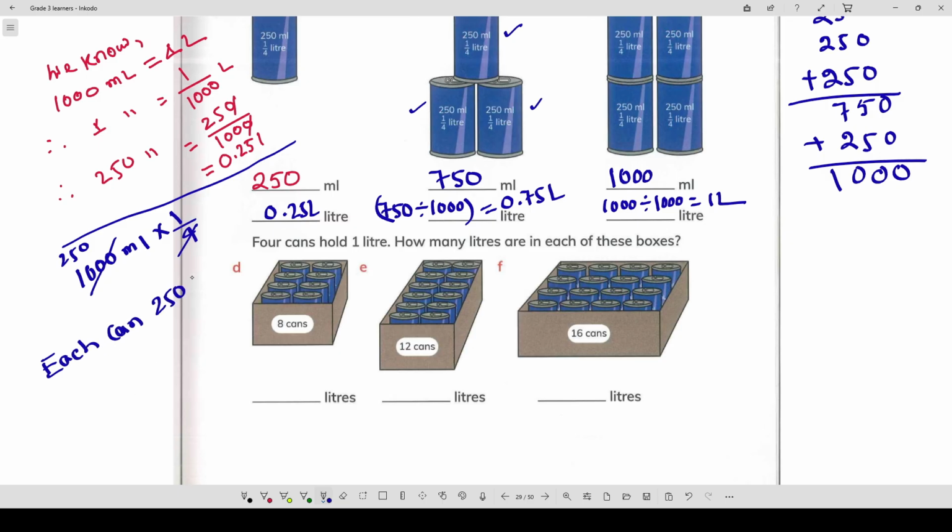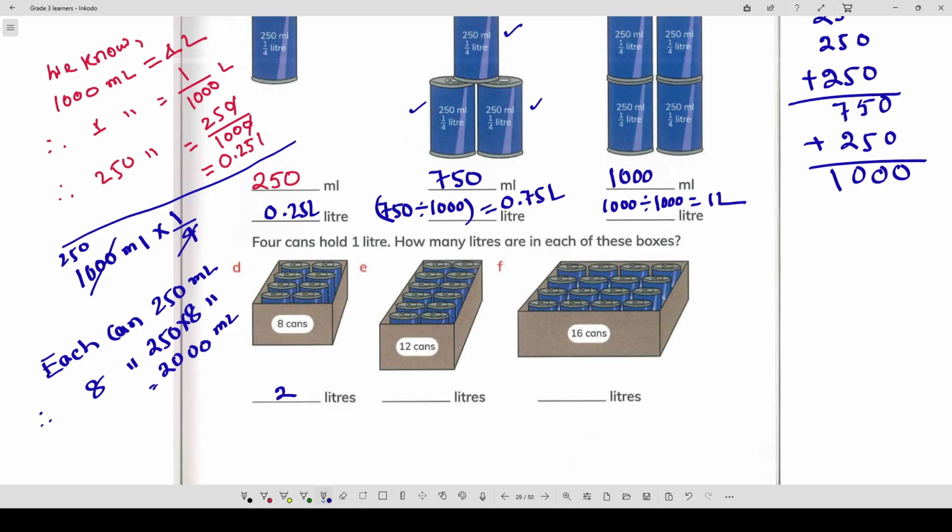8 cans, it means each can is 250 ml. So 8 cans, 250 times 8 ml. So 0 times 8, it will be 0. 5 times 8, it will be 40, right? So it will be 40. Now 8 times 2, 16, plus 4, 2000, right? So 2000 ml means 2 liter, right?